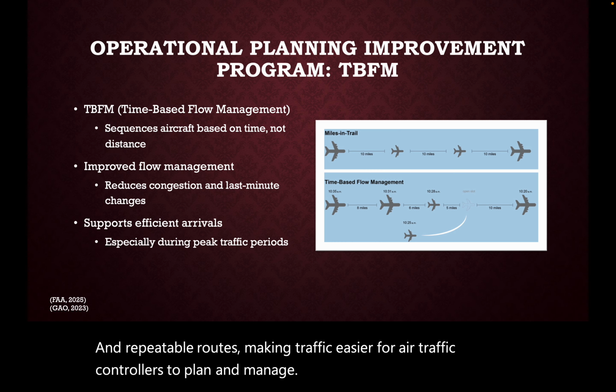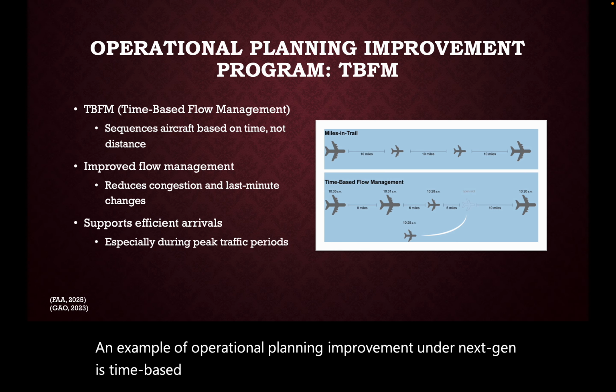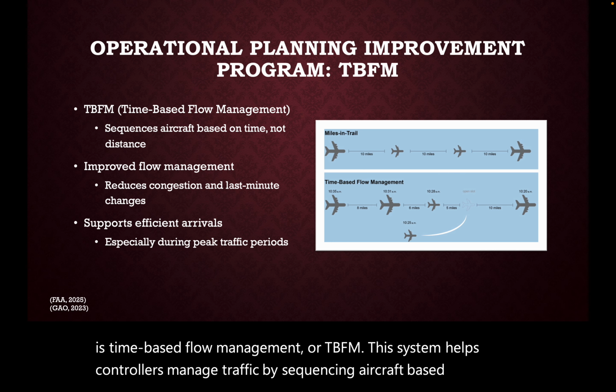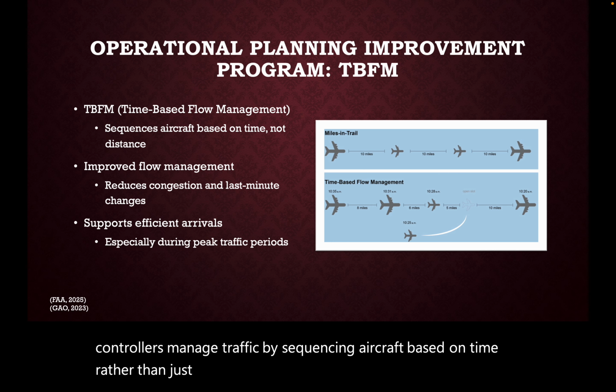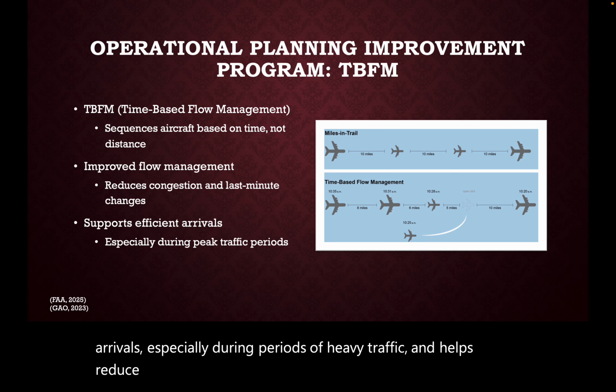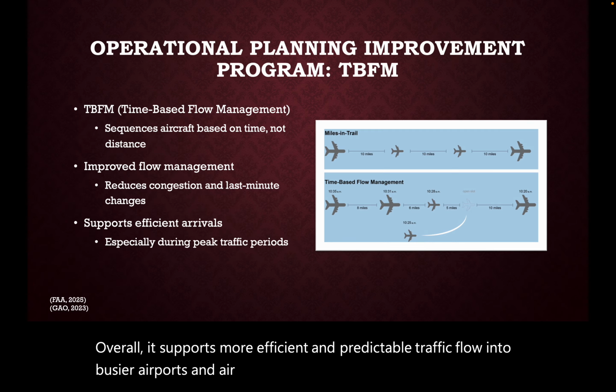An example of operational planning improvement under NextGen is time-based flow management, or TBFM. This system helps controllers manage traffic by sequencing aircraft based on time rather than just distance. TBFM allows for better planning of arrivals, especially during periods of heavy traffic, and helps reduce congestion and controller workload. Overall, it supports more efficient and predictable traffic flow into busier airports and airspaces.